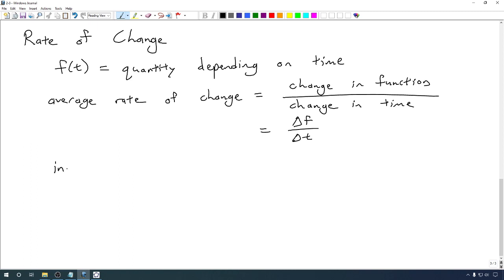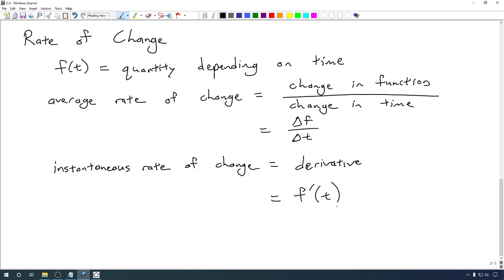But then we also have the instantaneous speed, or not speed, but rate of change. This is just going to be the derivative, basically f prime of t. And in some situations, it can be very beneficial to work with this derivative. Let's go ahead and actually work on some problems to show this in action.